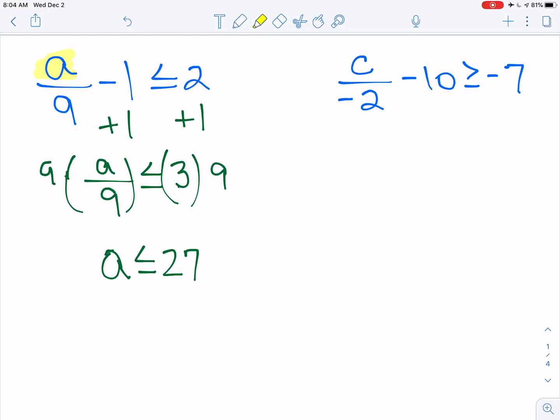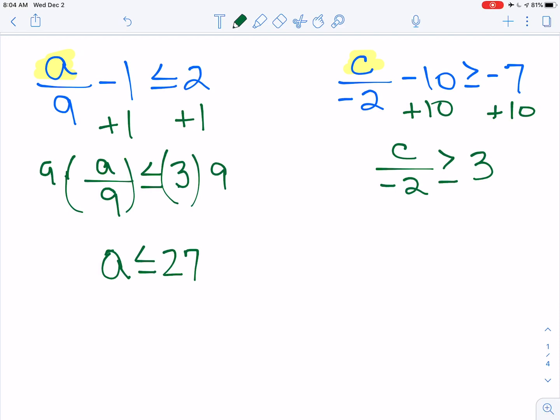Over here on the right, my variable that I'm trying to isolate is c. I'm going to look for addition or subtraction first, so I'm going to have this minus 10. I'm going to do the opposite of that, which is plus 10. That leaves me with c divided by negative 2 is greater than or equal to negative 7 plus 10, which is going to give me 3.